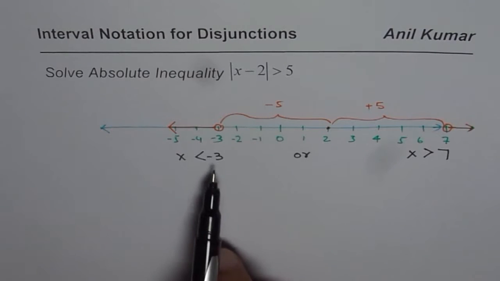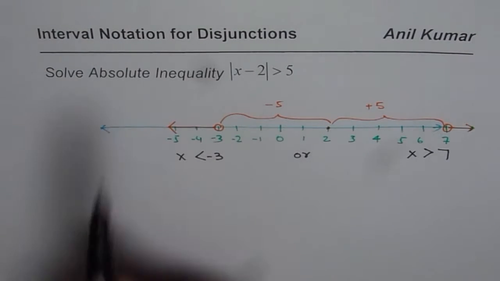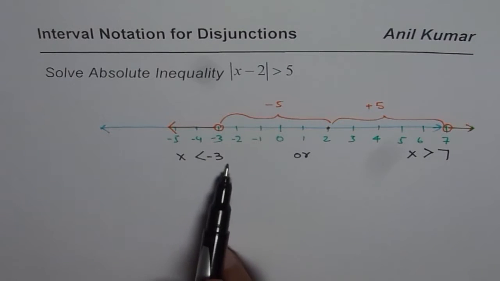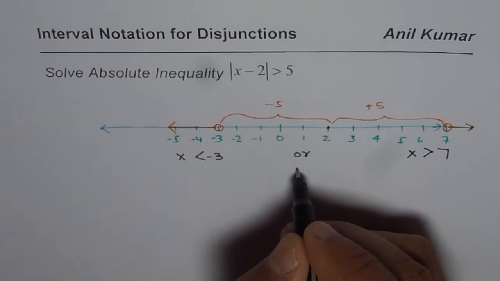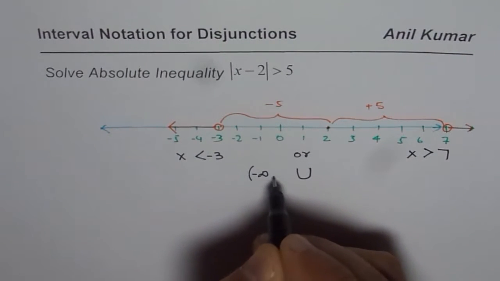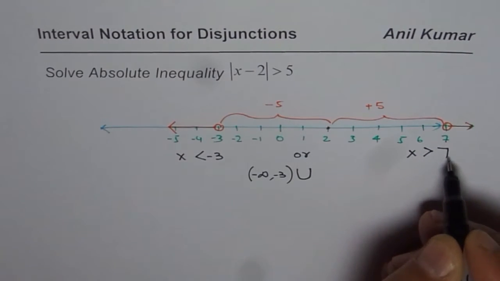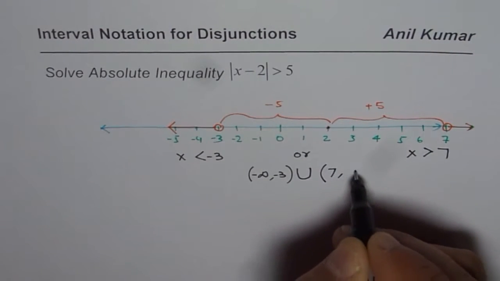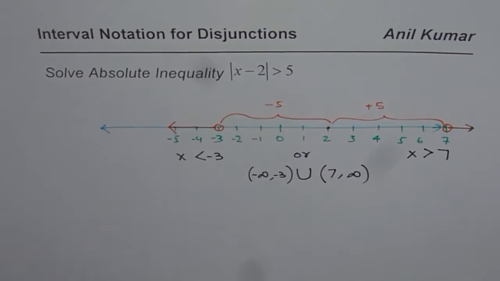Now the question is how to write this solution in interval notation. Normally we will use union: x less than minus 3 means from minus infinity to minus 3, and x greater than 7 means from 7 to infinity. So that becomes the solution. Whenever there is a discontinuity, in interval notation you have to use the symbol for or, which is union, and then write the intervals. I hope that is clear.